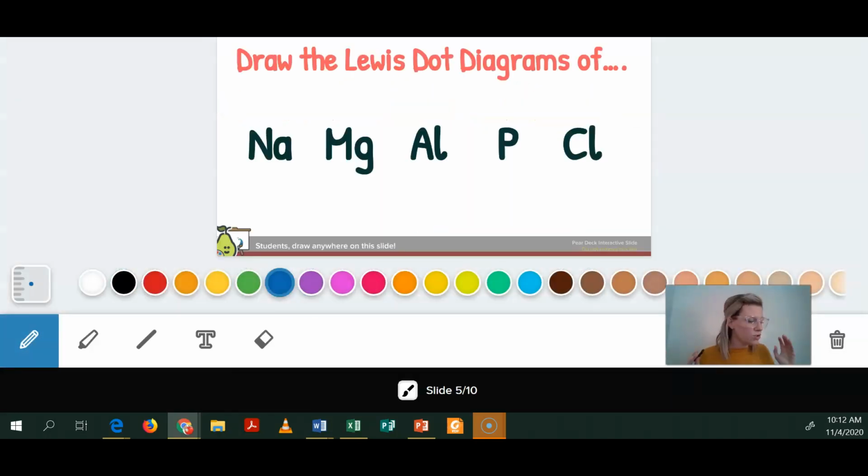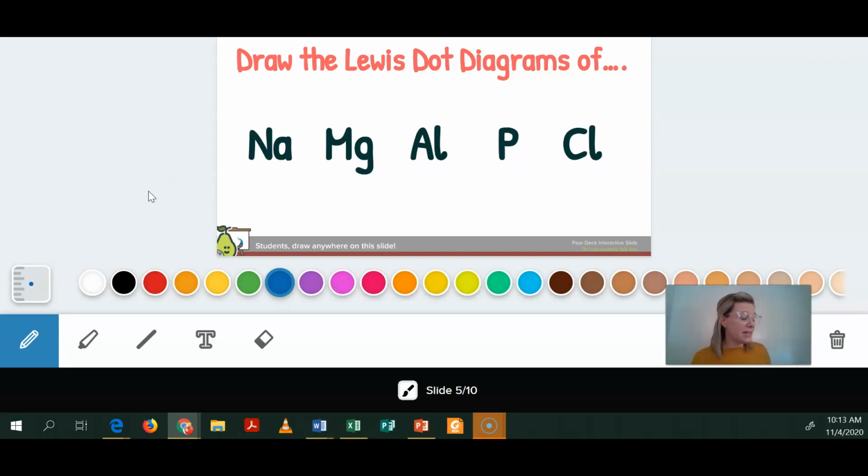Okay, and we are going to move on to some practice. So what I want you guys to do is draw the Lewis dot diagrams of these atoms: sodium, magnesium, aluminum, phosphorus, and chlorine. Go ahead and draw those. So in 3 seconds, you're going to pause. Ready? 1, 2, 3, pause.